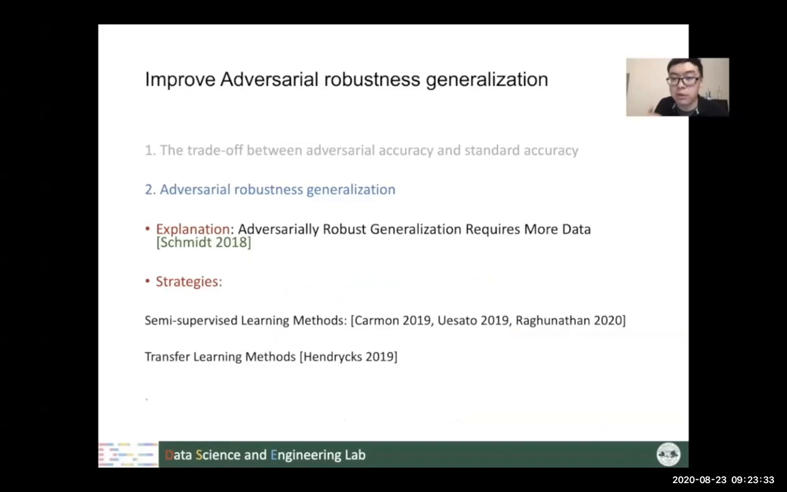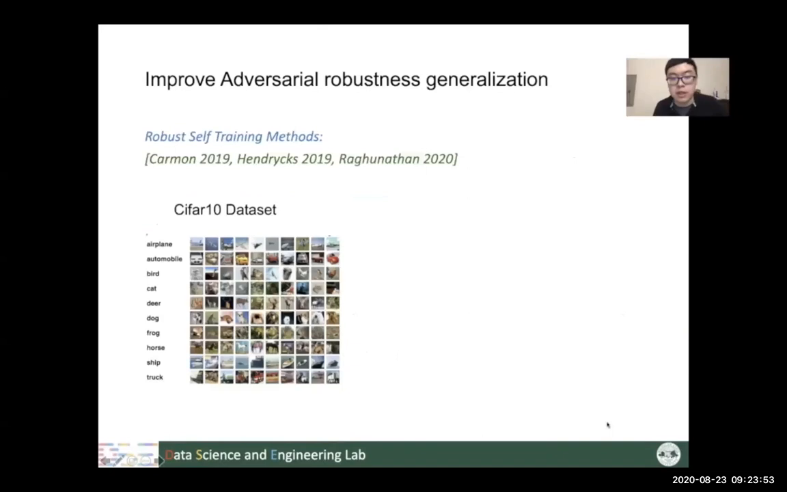data from our population. In this tutorial, I will concentrate more on talking about some alternative strategies which try to collect data from outside resources efficiently. The first work is called the robust self-training method. It shows us how we can efficiently collect more training data, enlarging our datasets from outside resources.